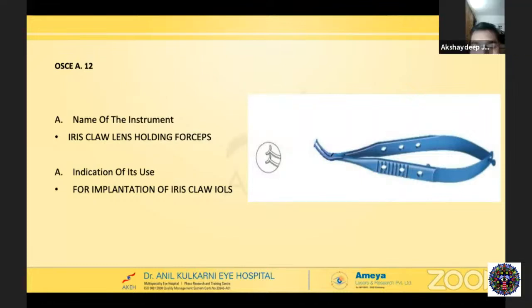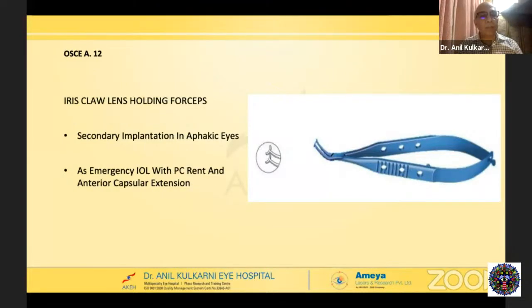Name of the instrument is iris claw lens holding forceps. Indication is for implantation of iris claw IOLs. If many of you have missed it, that means you are working under a very nice boss who doesn't have PC rent or anterior capsule extension.